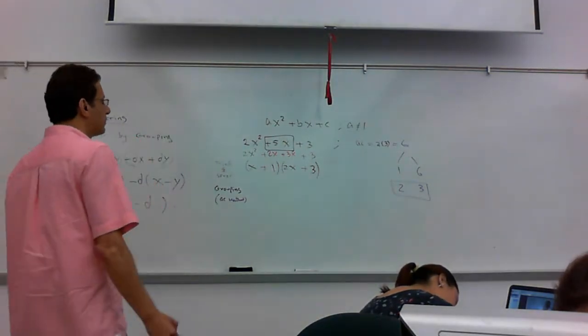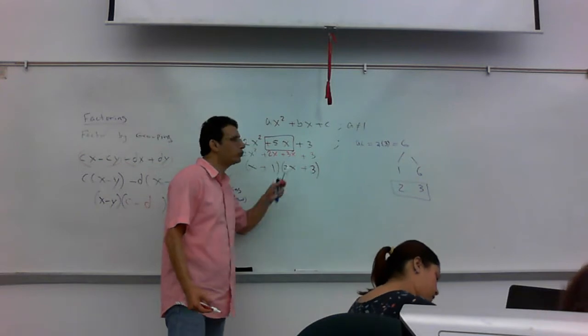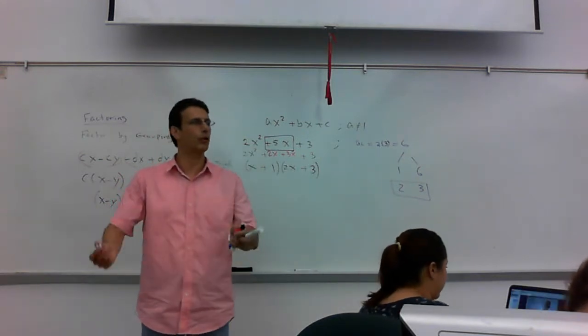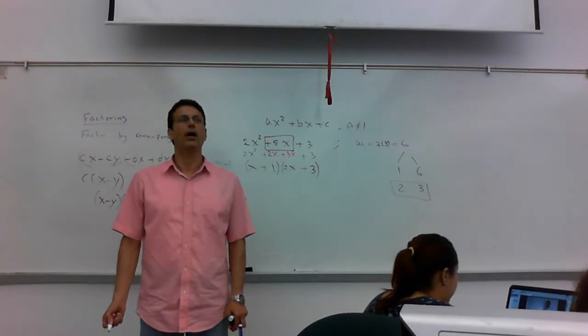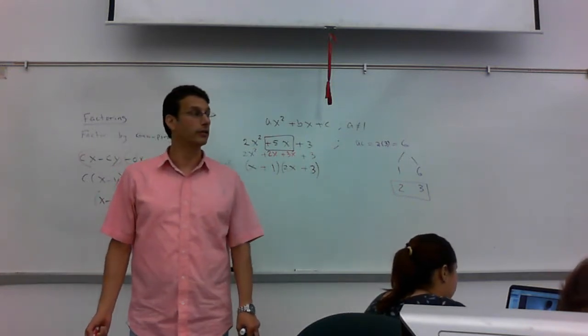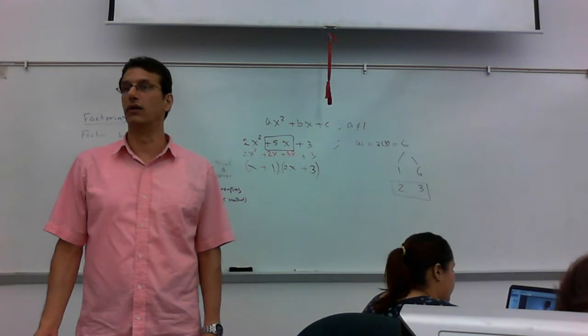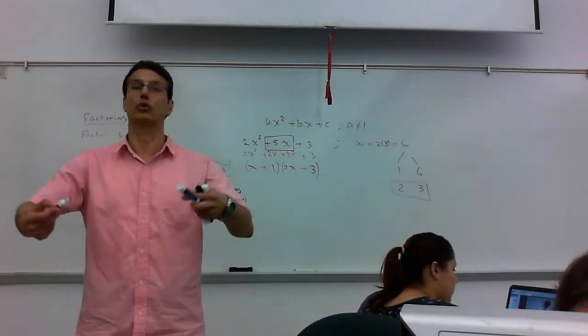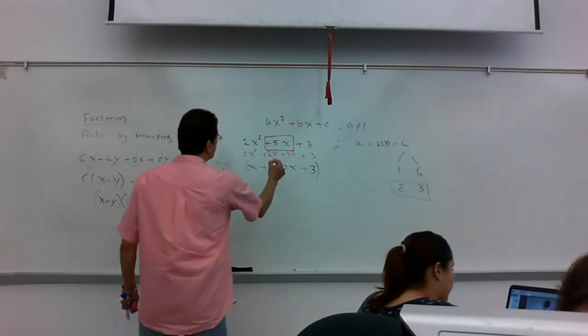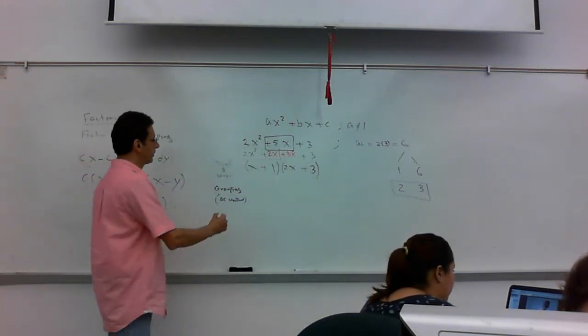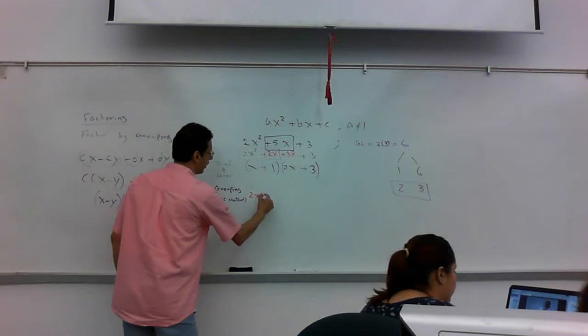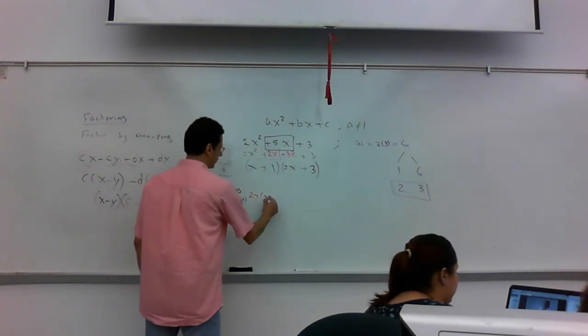Now, does it matter if I put 3x here and 2x there? No, it works the same way. Both of them will work, class. It will always work. Now, how many terms do I have? I have 4 terms. And therefore, I do it by which method? Grouping. So if I group these two together, what comes out? A 2 and 1x. So you have 2x times what? X plus 1.